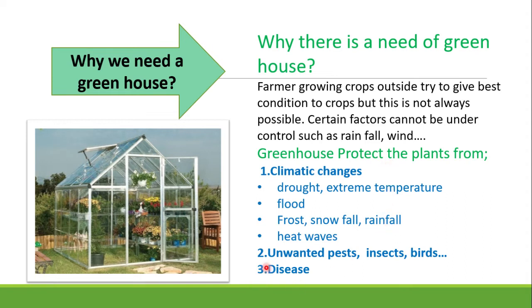And number 2, it also protects the plants from unwanted or troublesome pests, insects or birds, and also some diseases which attack the plant easily outside when the crops are grown outside. So it is helpful for the growth of the plant by controlling or protecting against certain factors which the farmer cannot control without the greenhouse.